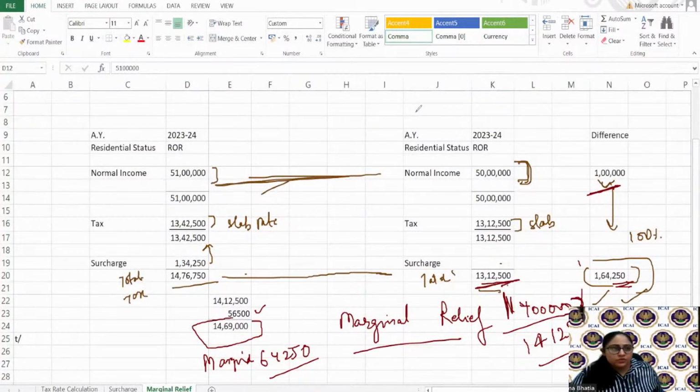Ashwin, I did not understand your question. आप एक बार एग्जाम्पल से पूछो. So for everyone, एक बार स्क्रीन पे please.